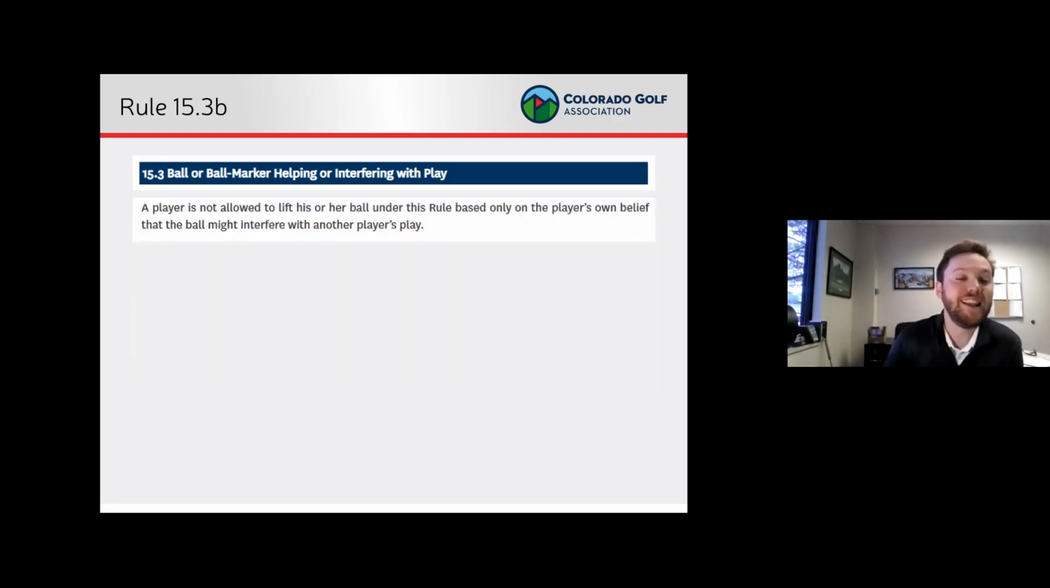A player is not allowed to lift his or her ball under this rule based only on the player's own belief that the ball might interfere with another player's play. So in this case, that player who picks the ball up has to be invited to do that when the ball's not on the putting green. On the putting green, we know you can mark it, lift it, clean it, do whatever you want, it doesn't matter. But I can't say, oh, well, you're going to be standing on the ball, let me go ahead and get it out of the way for you. You weren't invited to do that. You can't do that until someone's asked you to.